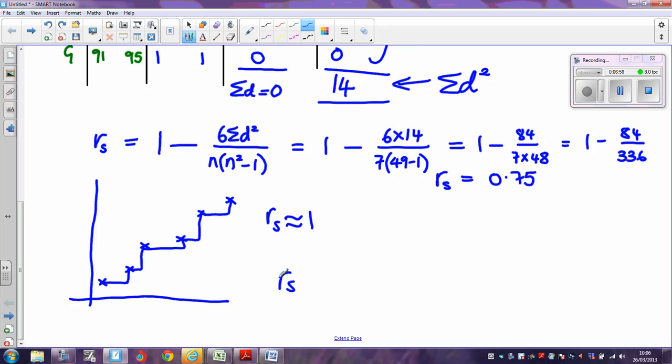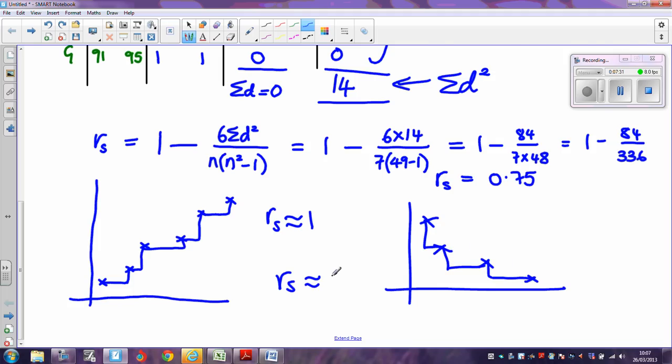If Rs, so Spearman's rank correlation coefficient, is approximately equal to -1, that would mean that you had a scatter graph like this, where every increase in x gives a decrease in y. That wouldn't be any good, that last one. So in other words, you continue going, something like this. No, sorry. As long as it keeps going down, okay. If every down step gives you an across step, that would give you a Spearman's correlation coefficient of approximately -1.